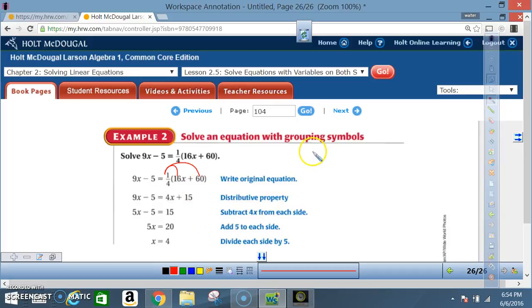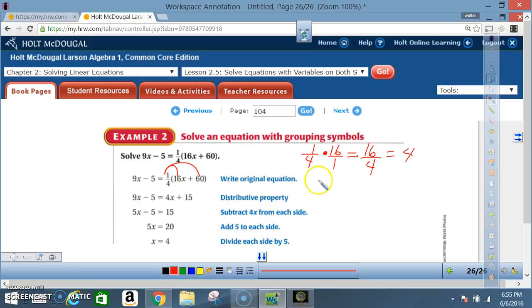So I'm going to show for those who don't know, 1/4 times 16 over 1. 1 times 16 is 16. 4 times 1 is 4, and then 16 divided by 4 is 4. That's how we came out with the 4x. 1/4 times 16x is 4x.